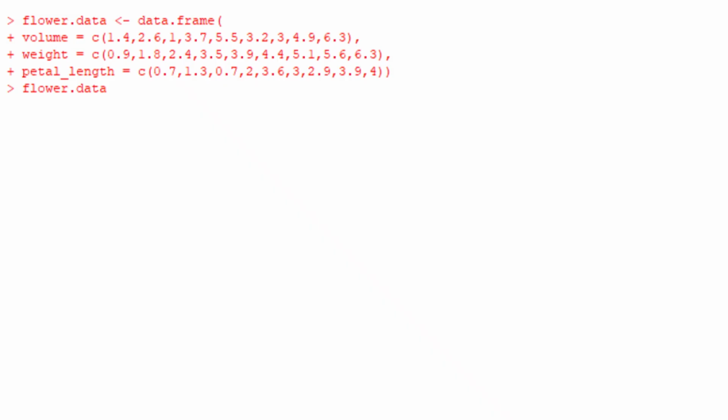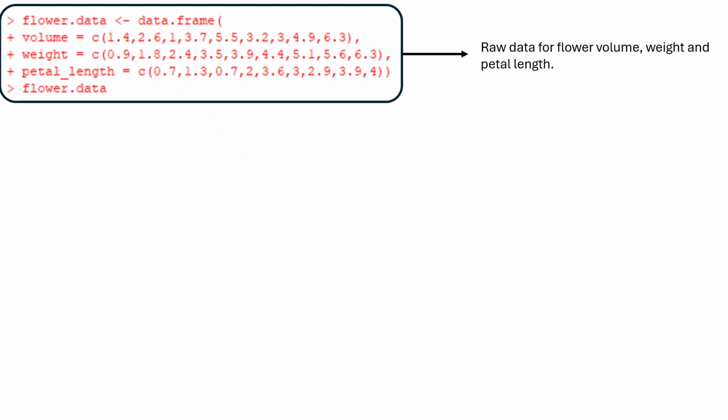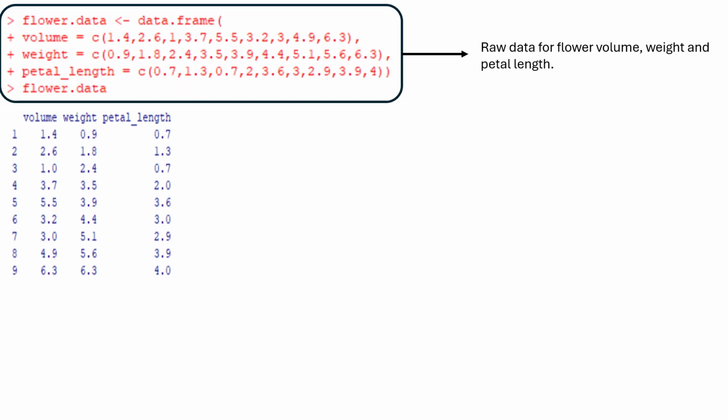We have now successfully stored that flower data for the sake of reference of that compiler. Now, this, as I have said, is the raw data for the flower volume, weight, and petal length. After pressing the enter button, we get this output. As I have said, the compiler has successfully stored this data. It has formed this systematic table where the volume, weight, and petal length are described as separate columns.